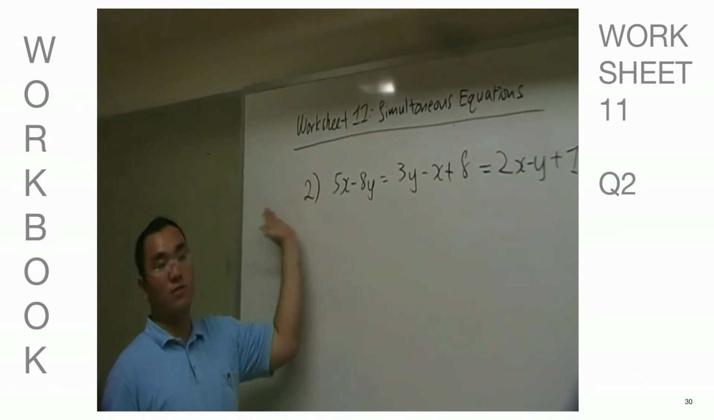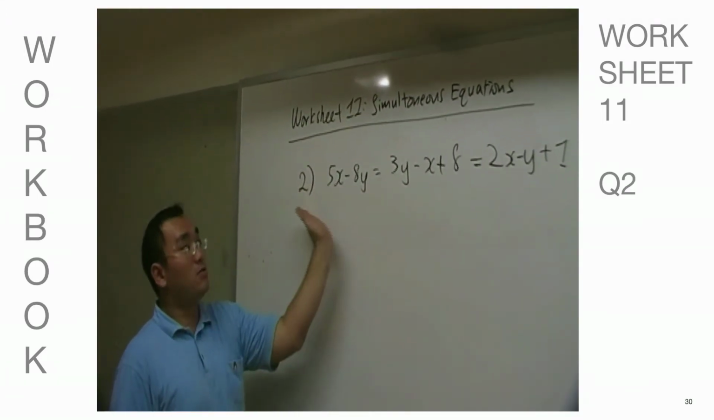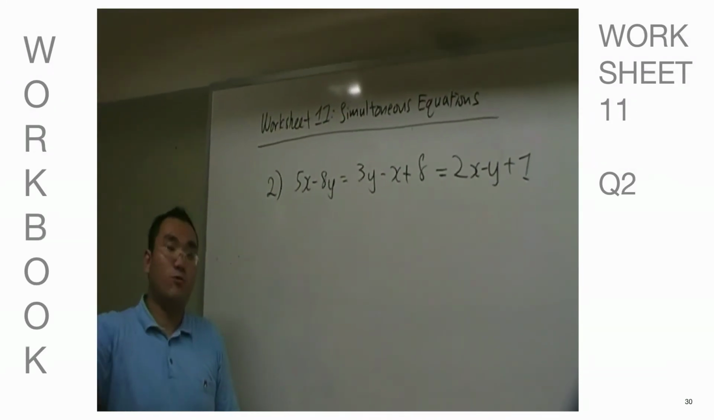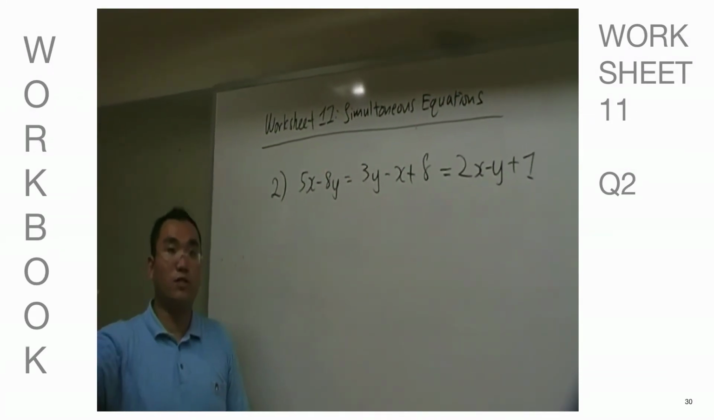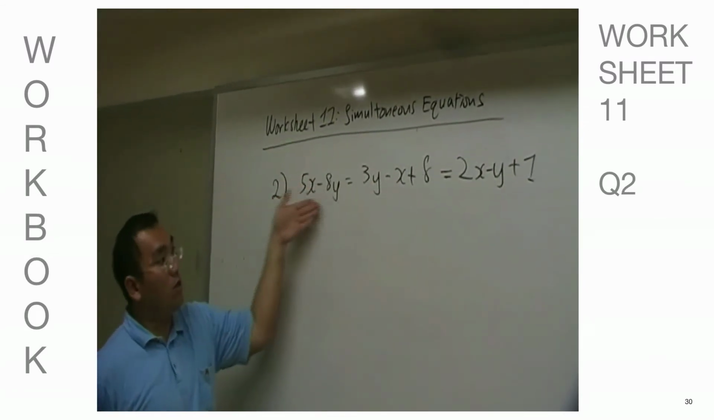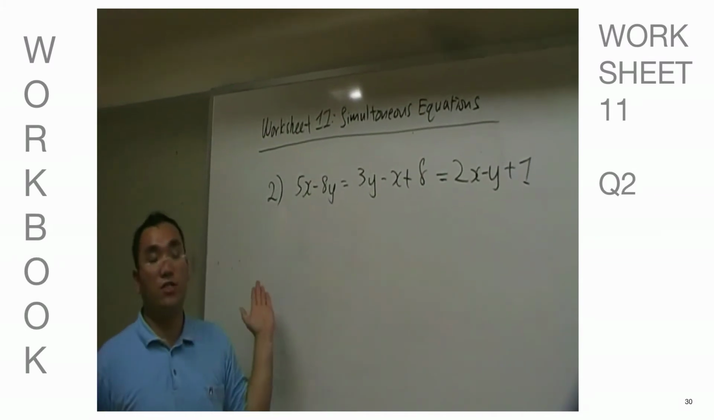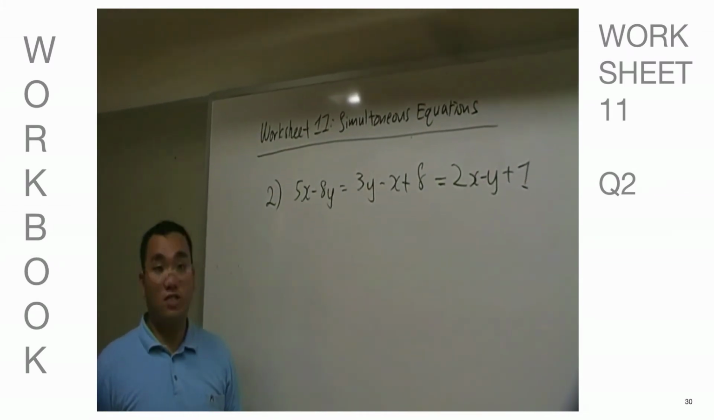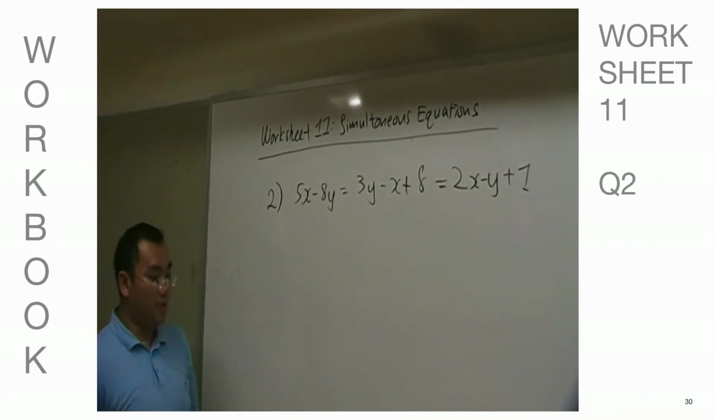I'll move on to question number 2 of the workbook. If you take a look, this question is very different from the first question. Whereas for the first question I gave you 2 equations straight, for this I give you a long series of equations together. So you are supposed to solve this using the elimination method. How will you solve this?